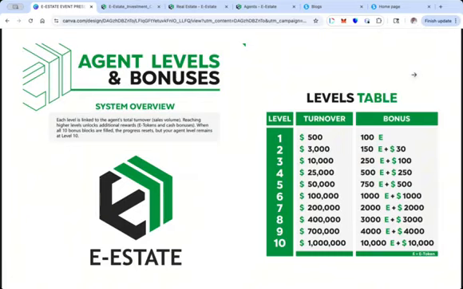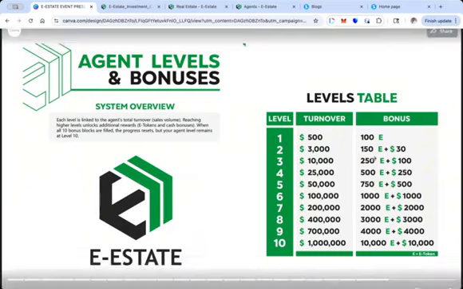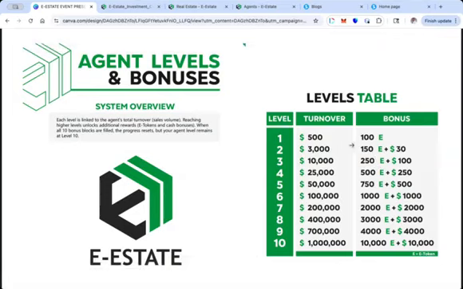So once you get to $500 of turnover, you're going to be an agent level one and you'll get 100 e-tokens from the company. Now, these e-tokens will give you the opportunity to spin our money wheel. And every time you spin our money wheel, you're able to win up to $1,000 every spin. This has been a phenomenal source of income for me as well.